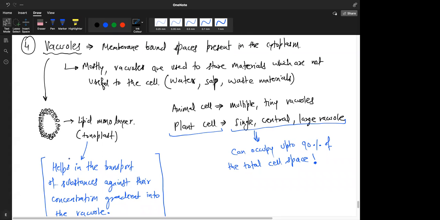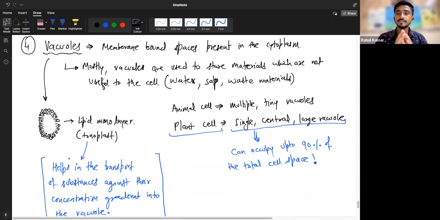The function of the tonoplast is that once a material is put inside a vacuole, even though the concentration of that substance is higher in the vacuole than in the cytoplasm, it prevents the backflow. It won't allow the material to move out. That's the speciality of a lipid monolayer, and that's the intelligence of the system, that we have a lipid layer at some other place as well.